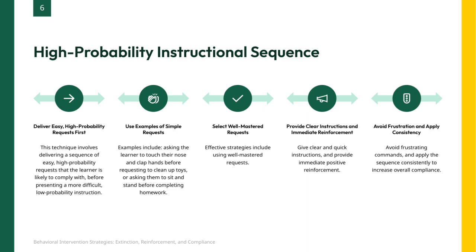It's important to choose requests that the learner has already mastered, so they feel confident and successful. Always give clear, quick instructions and immediately reinforce their compliance with positive feedback. By doing this, you reduce frustration and maintain motivation. Consistency is key here. Using this sequence regularly helps improve overall compliance over time.